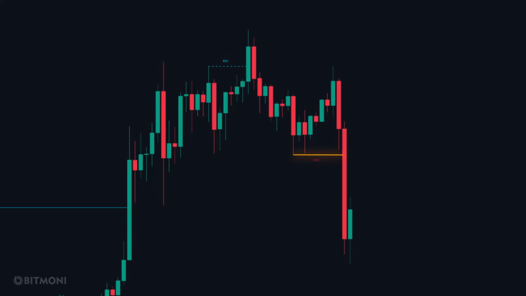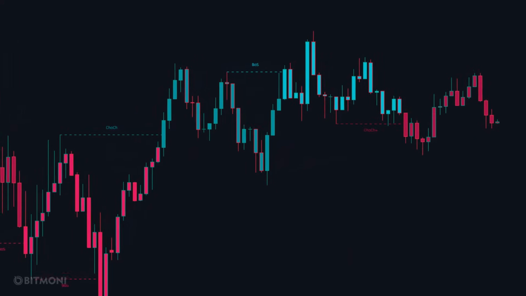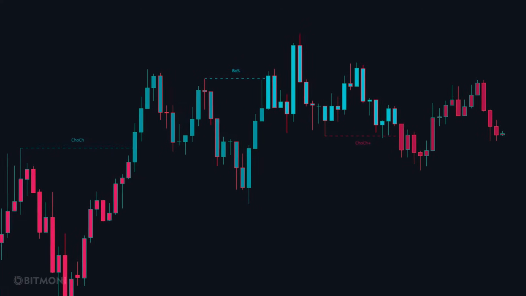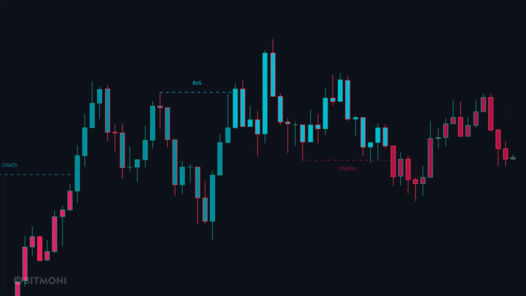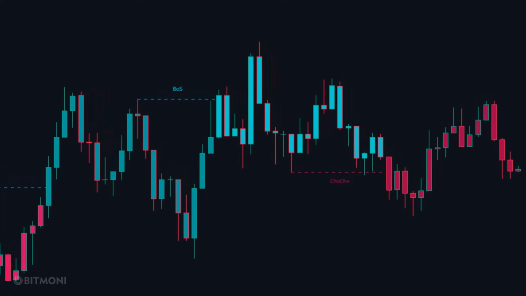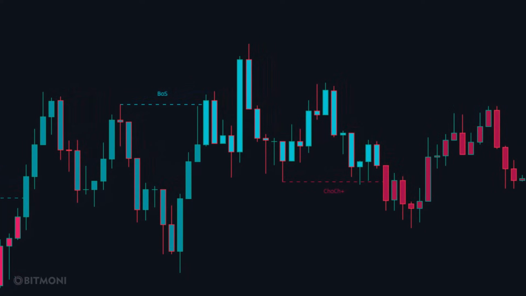This typically signals a potential trend reversal or a change in market direction. By automatically plotting these structural elements, the Smart Money Toolkit offers traders a clear, real-time view of structural shifts, significantly enhancing market structure analysis and decision-making.